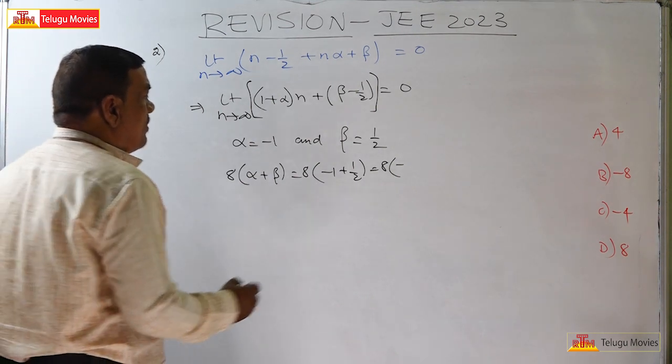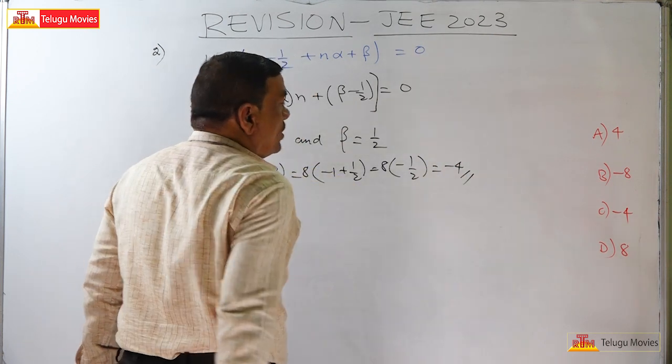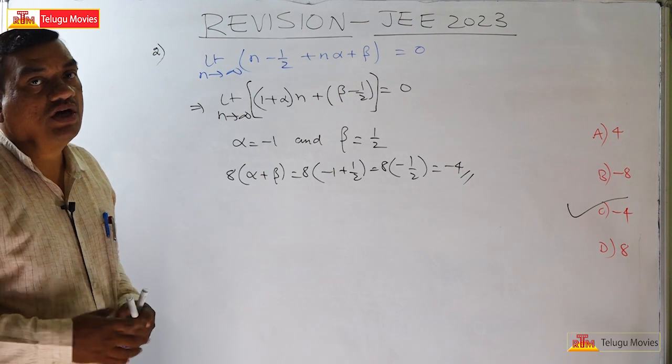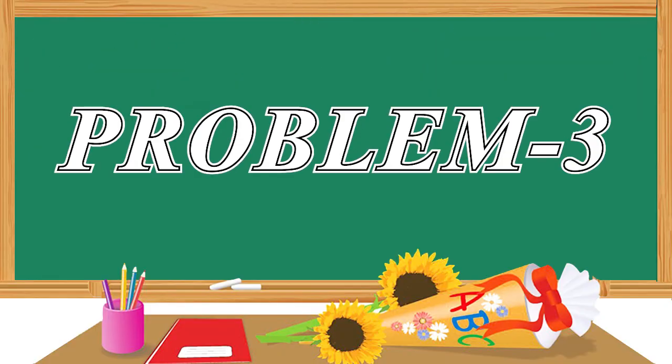So here, minus 1 by 2. So this is equal to minus 4. Therefore, minus 4 will be the correct answer. Okay. I hope that you understand this solution. Let us move to the next problem.